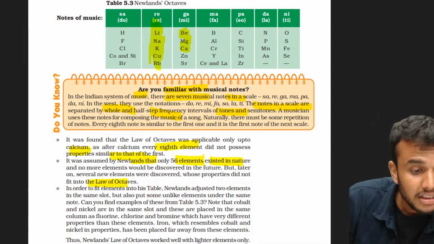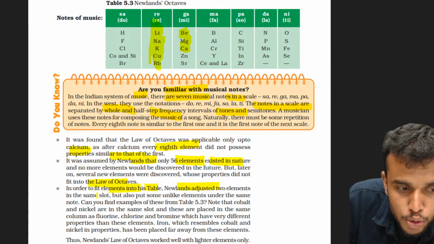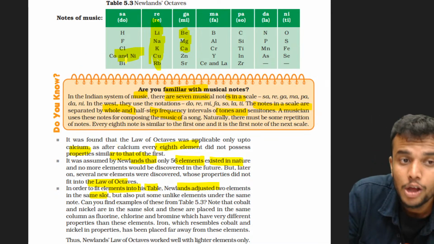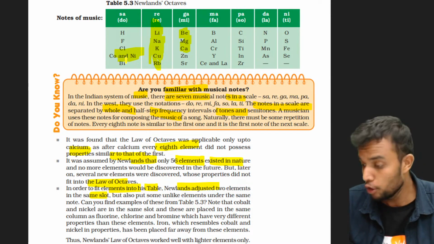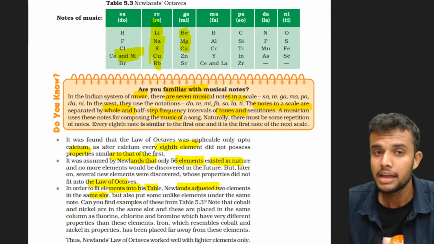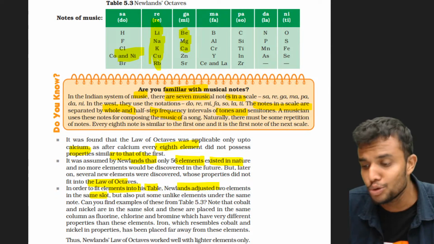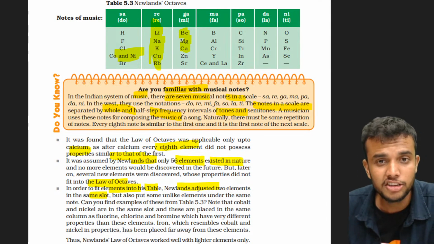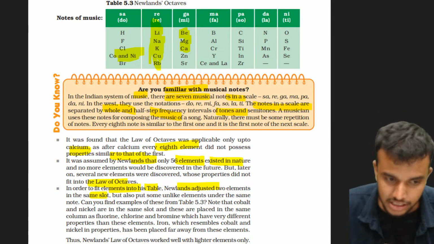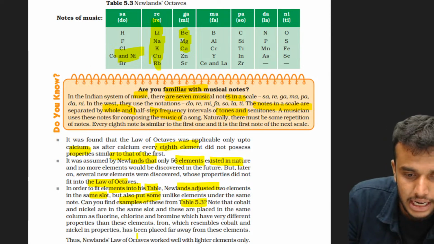Second limitation. Third limitation, my dear students. In order to fit elements into his table, Newlands adjusted 2 elements into the same slot. Look here: cobalt and nickel. To fit the elements to the law of octaves, he placed 2 elements in the same group. We can't place 2 elements in the same group, right? If we make a classification, then we need to put the elements in different groups. This is also the third limitation. Can you find an example of this? Yes, we get cobalt and nickel.